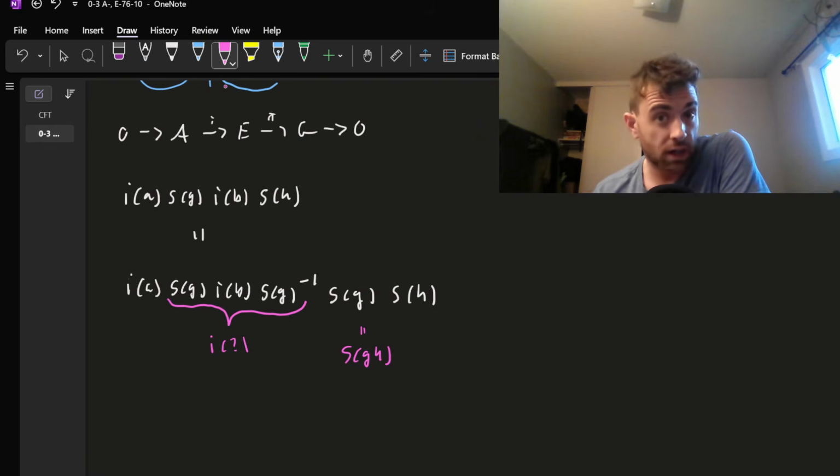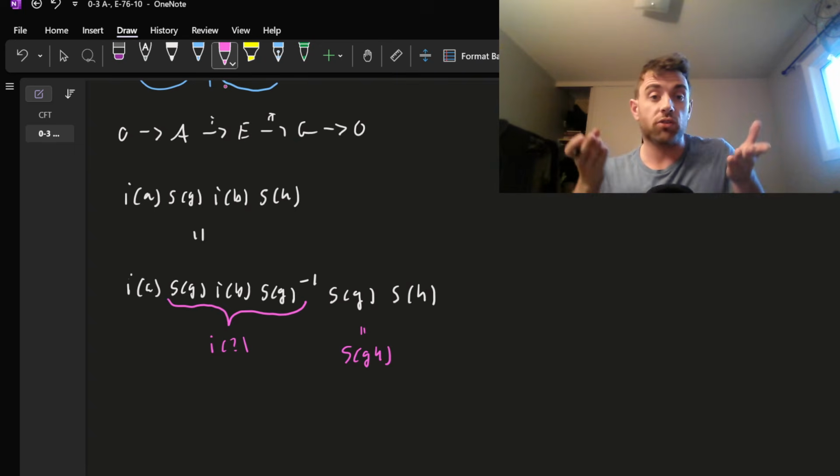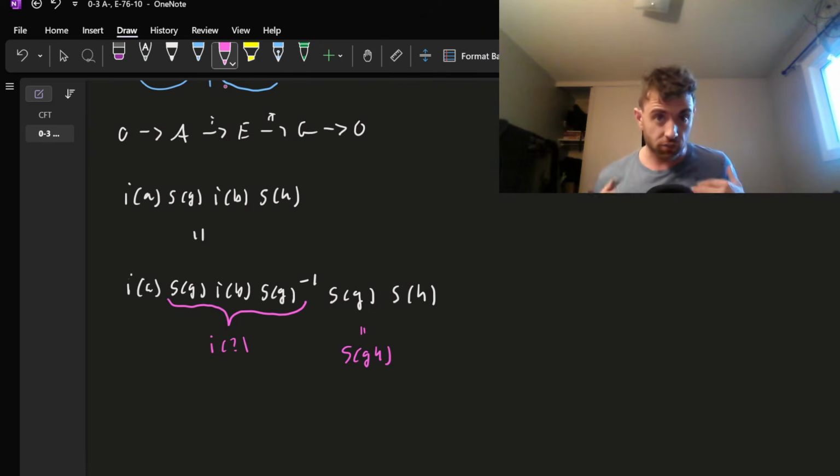But we don't have that now, right? S is only a set theoretic section. So we're not necessarily allowed to make this move. And we can see already from this point in the proof that we exactly recover the case of a semi-direct product precisely when S is a set theoretic section. So that's really nice.